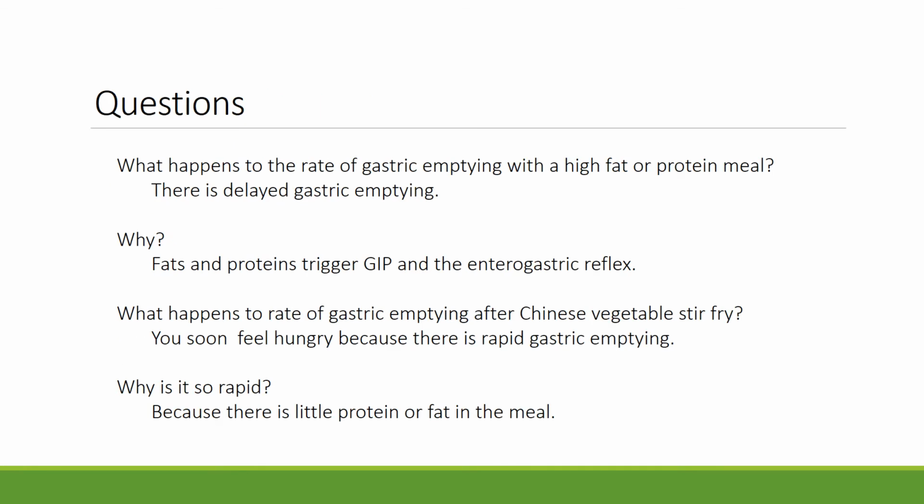Be sure that you understand these questions and their answers. What happens to the rate of gastric emptying with a high-fat or protein meal? And the answer is there is delayed gastric emptying. Why? Because fats and proteins trigger GIP and the enterogastric reflex. What happens to the rate of gastric emptying after Chinese vegetable stir-fry? The answer is you soon feel hungry because there is rapid gastric emptying. And the reason it is so rapid is because there's little protein or fat in the meal.